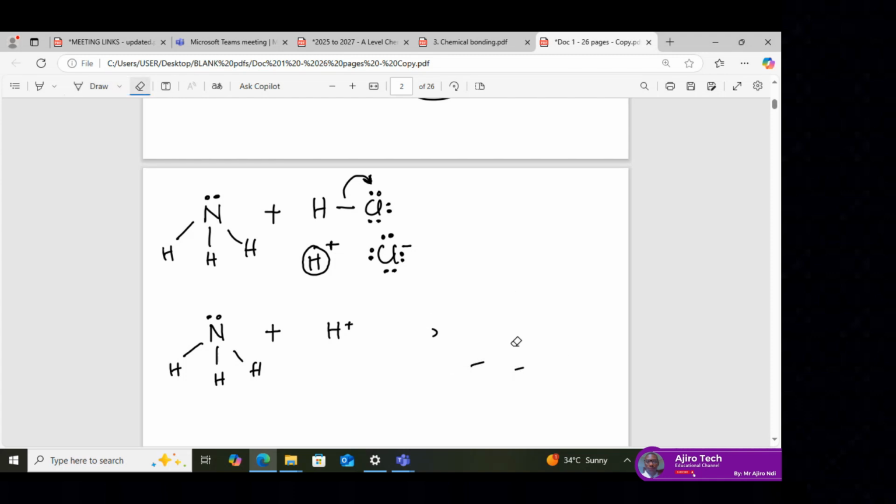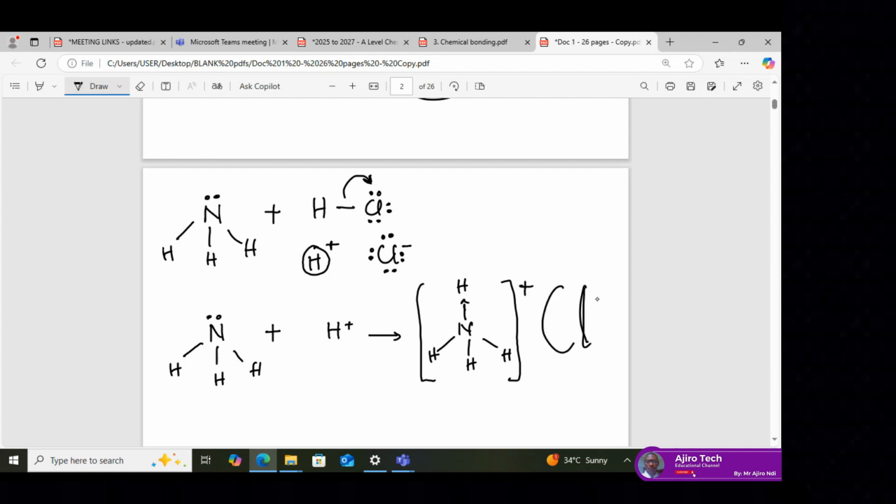It must carry an overall charge of plus. I want to put chlorine beside it. It must carry an overall charge of plus. So the answer will be N, H, dative bond, H, ammonium. Then the chlorine now comes here, chloride.